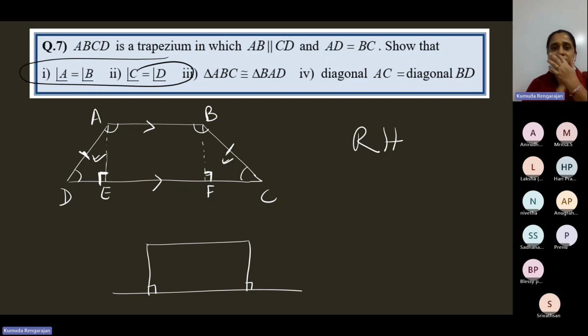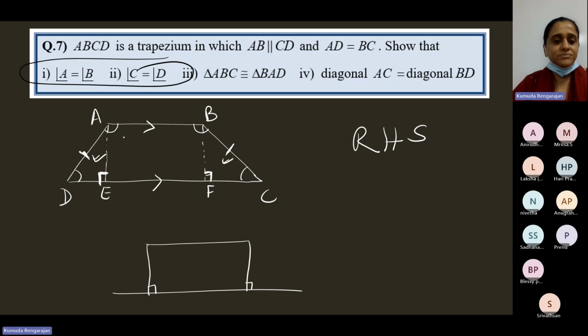AE and BF are the perpendicular distances between the parallel lines AB and DC. So they'll be equal. So right angle by construction, hypotenuse AD equal to hypotenuse BC given, and then some other side, RHS, AE equals BF. The perpendicular distance between two parallel lines is the same everywhere. So the triangles are congruent.